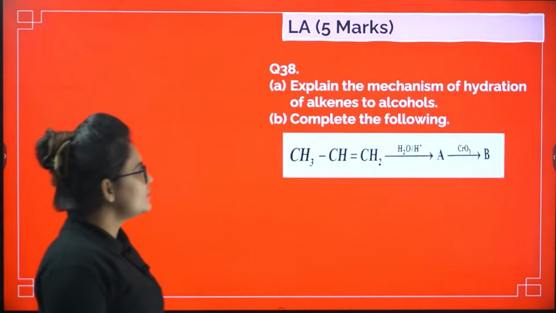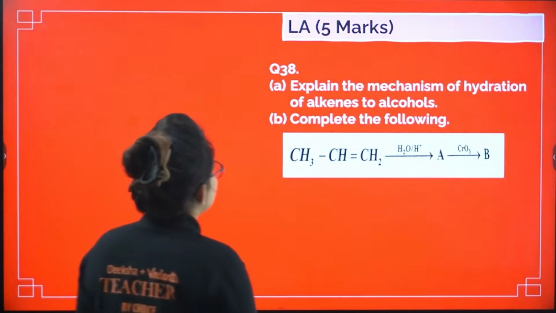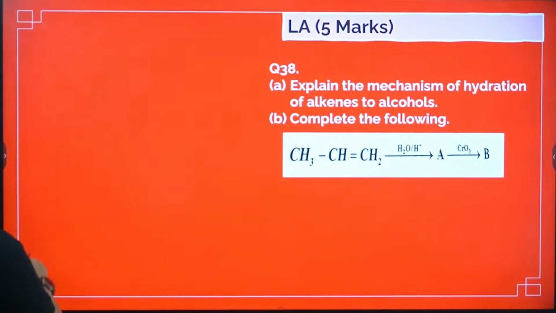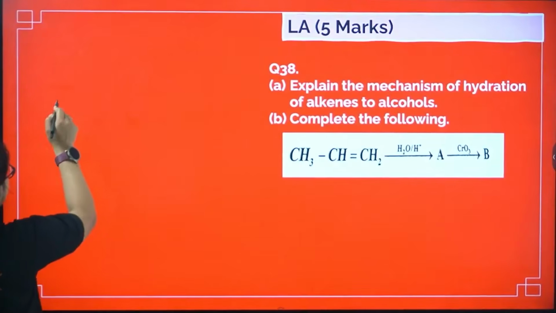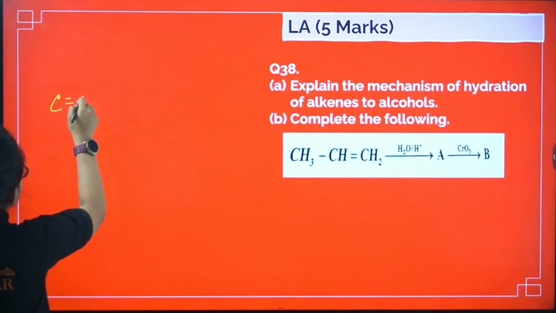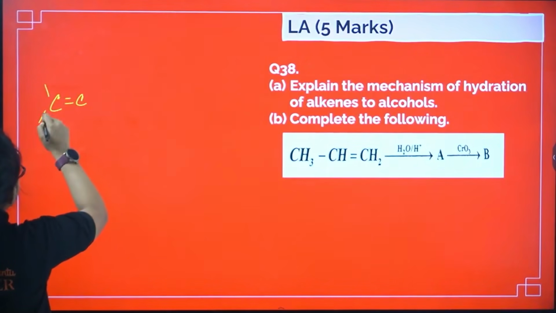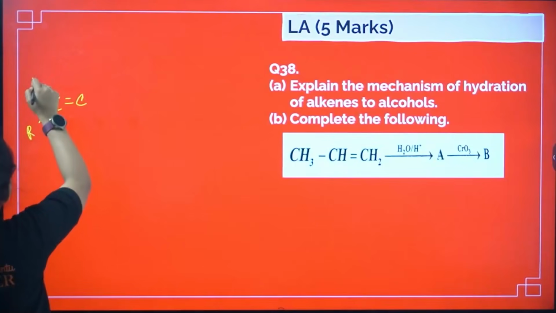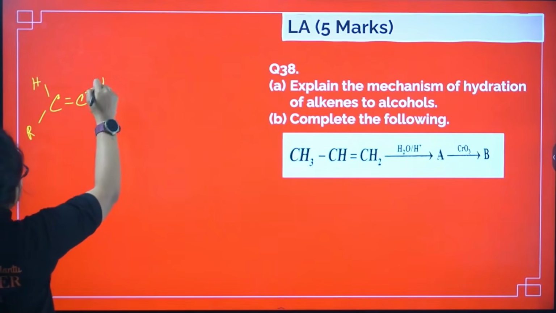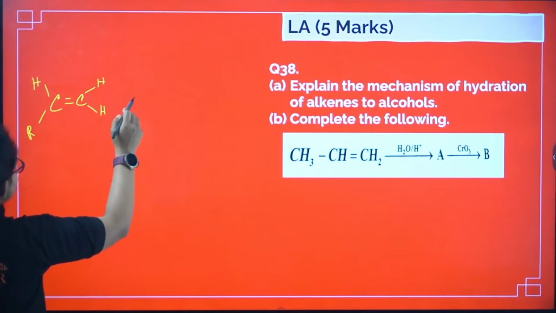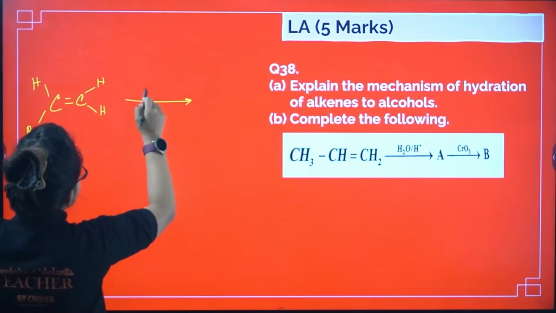Explain the mechanism of hydration of alkenes to alcohol. So the first step is definitely protonation of the alkene. Let me just take any alkene. So let's take here R group, here H, hydrogen, hydrogen. So I have H3O plus, right?